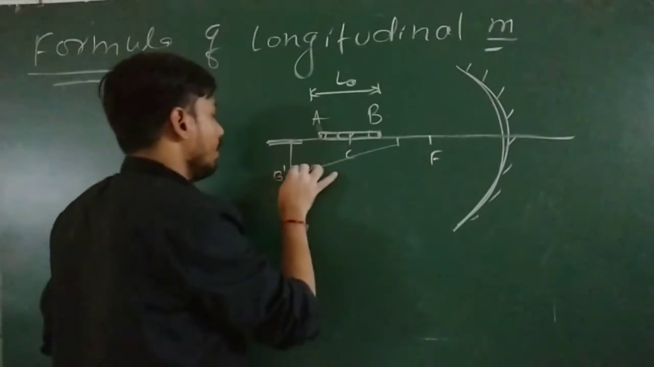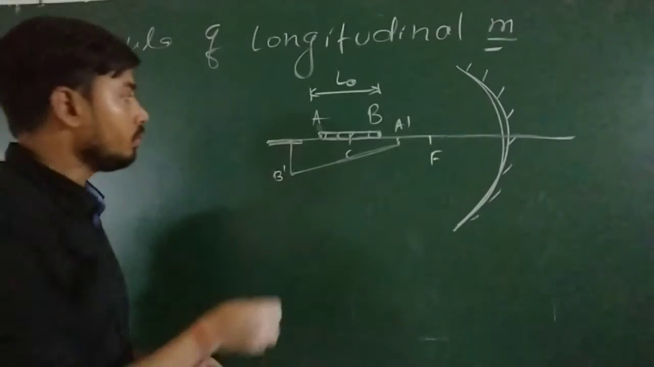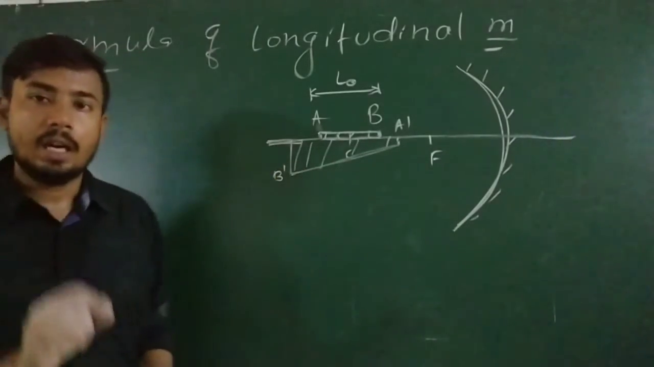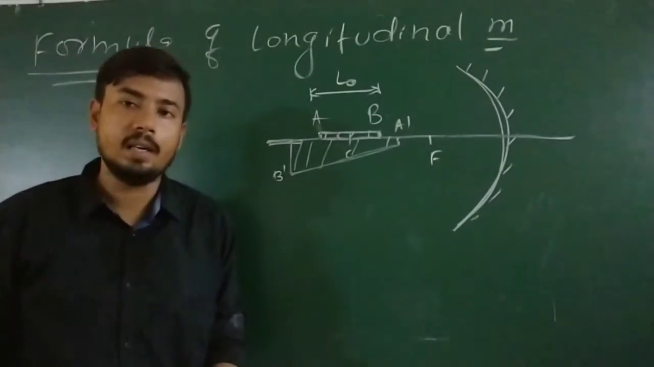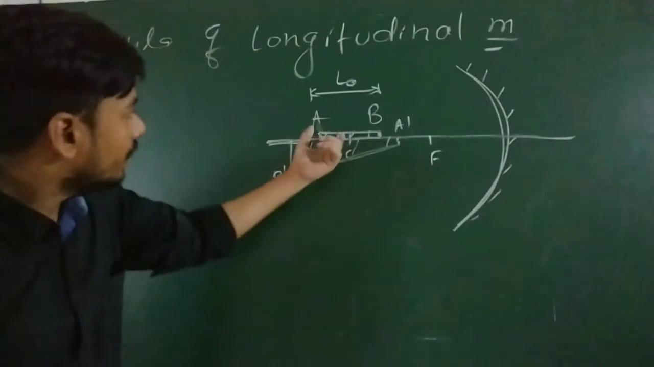This becomes the image of this rod. This becomes A dash, this becomes B dash. My dear, you have to pay attention, otherwise you will not get the point. I am trying to explain very clearly here, but you have to pay attention also. Okay, pay attention, I will give you some answer. Getting my points? See, this is the object.